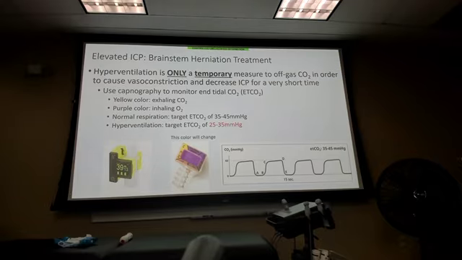So, it's only a temporary measure, just to off-gas the CO2 in order to cause a vasoconstriction and decrease the ICP for a very, very short amount of time. But it's not like every day in a level 1 trauma center we're going to do hyperventilation, okay? So, it's just military medicine, just so that you know it exists.